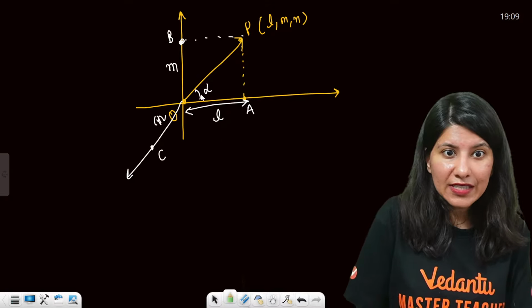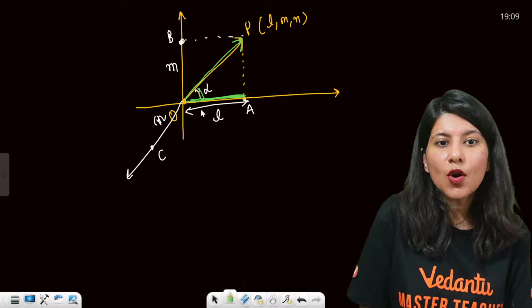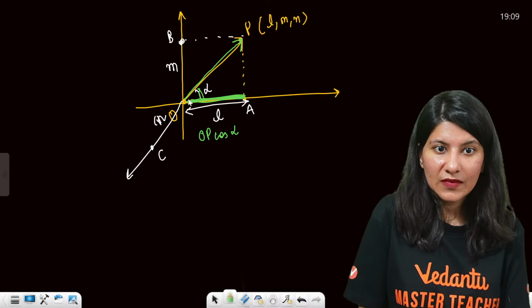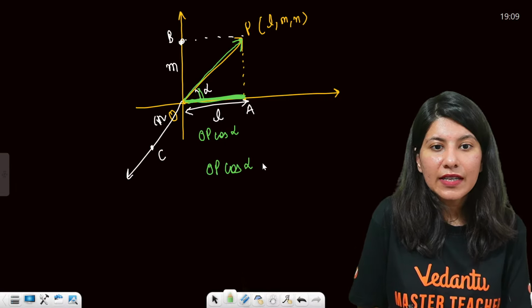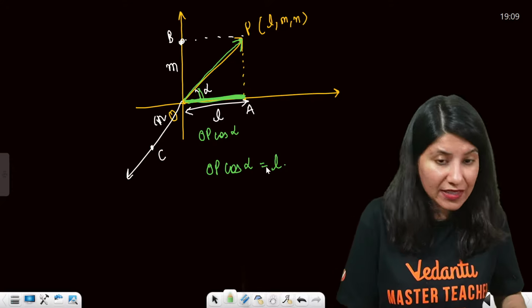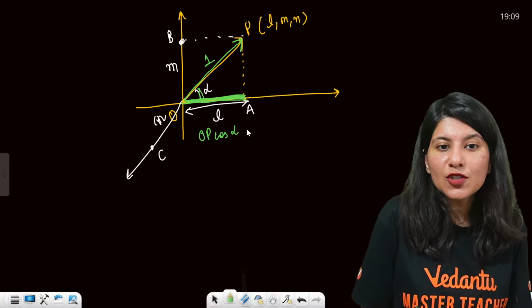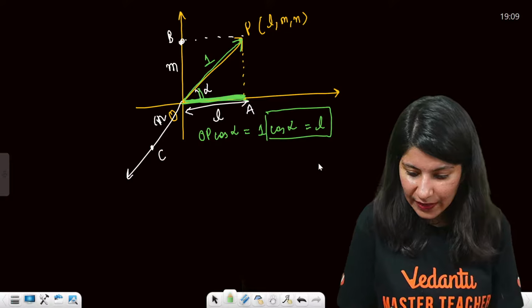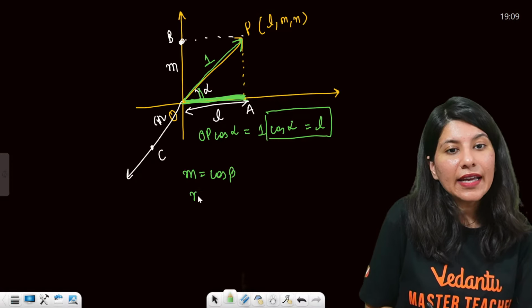And just tell me one thing, you have studied this in physics, right? So you have studied that the horizontal component is OA, which is OP cos alpha. This length should be OP cos alpha, correct? So OP cos alpha is equal to L. What is OP, by the way? OP is 1. The length of OP is 1. So if OP is 1, then this will be just cos alpha. So L is coming out as cos alpha, and M will be cos beta and N is cos gamma.